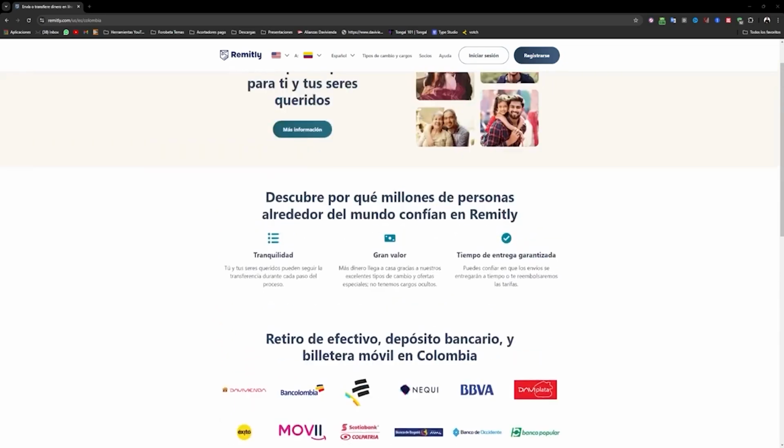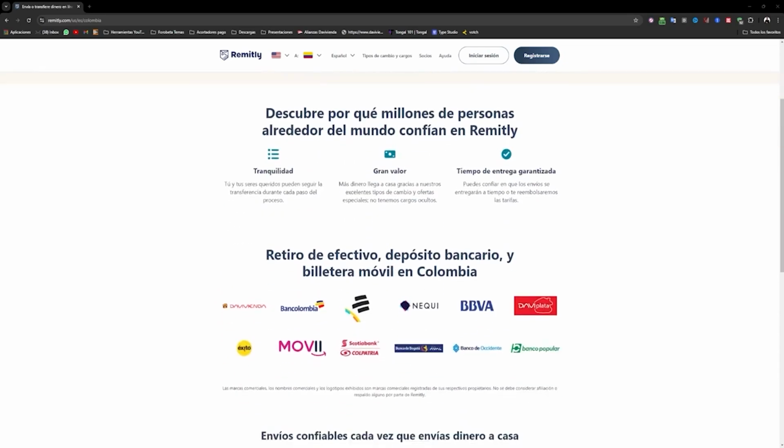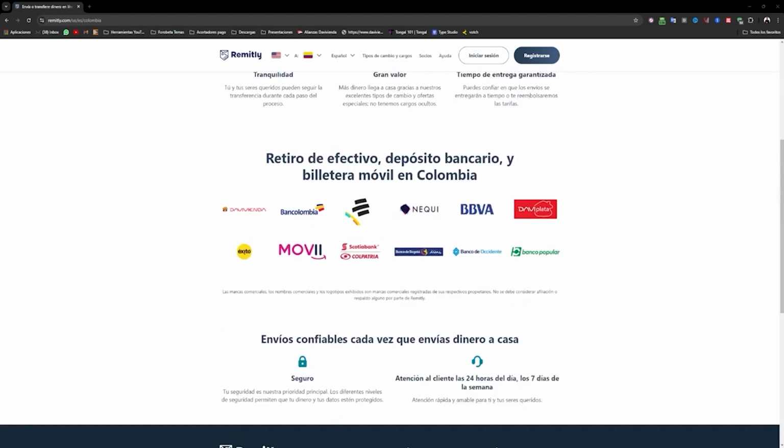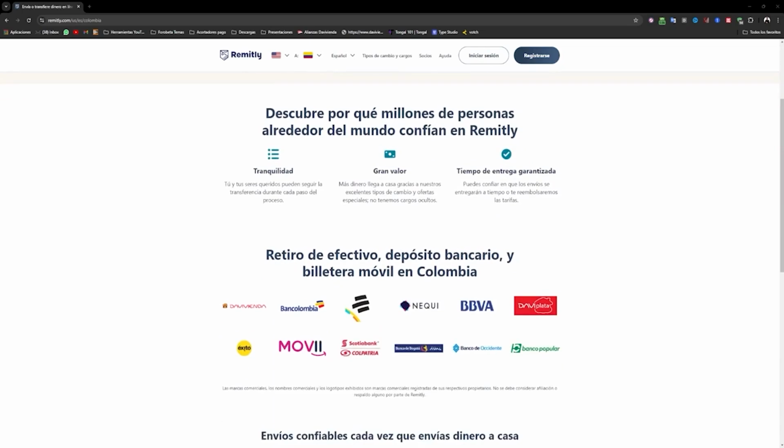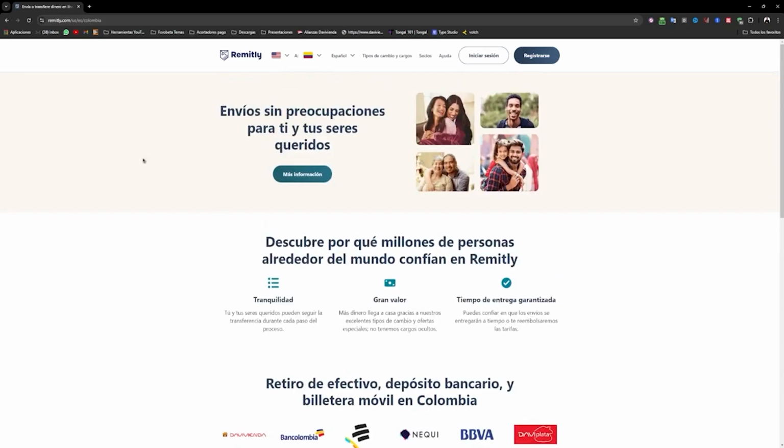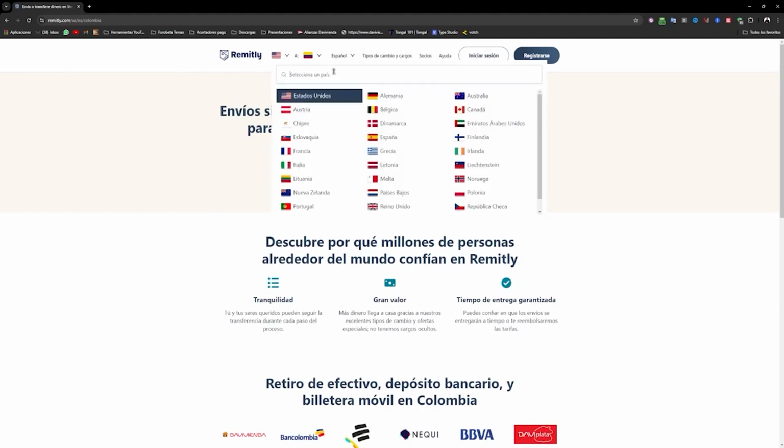First and foremost, when it pertains to receiving the funds, keep in mind that there are numerous local withdrawal options available, such as Davivienda, Bancolombia, Nequi, BBVA, Daviplata, Éxito, Mao, Banco Bogotá, Banco Occidente, Banco Popular, and even some others that might not be listed here but can still be utilized. This information is specifically for individuals residing in Colombia. If you are located in a different country, the withdrawal methods specific to your region will be displayed accordingly.